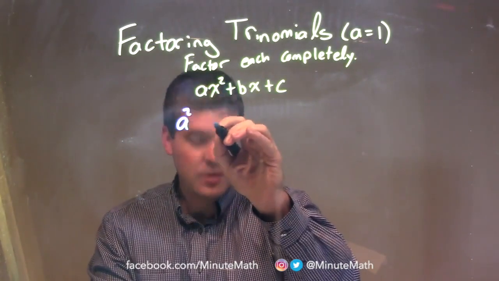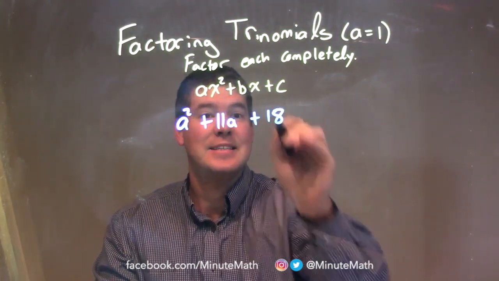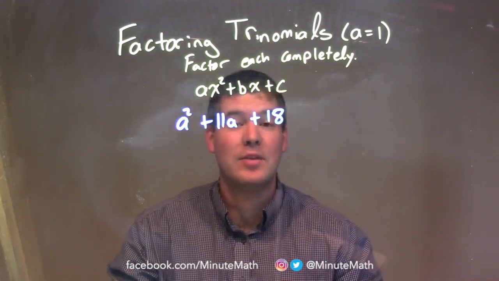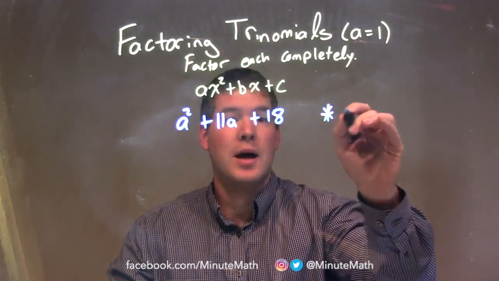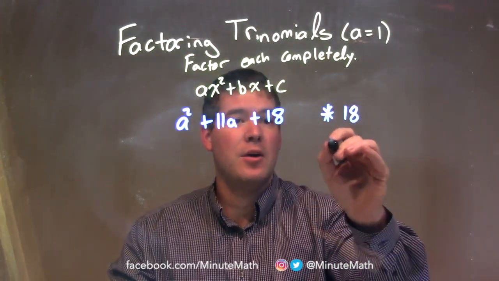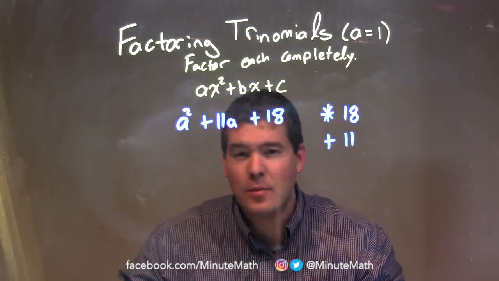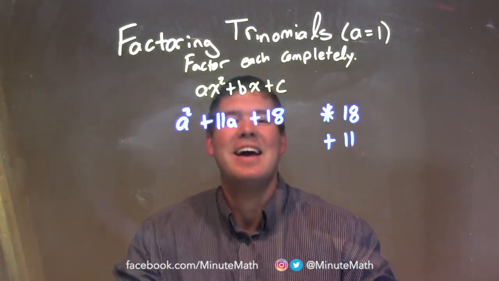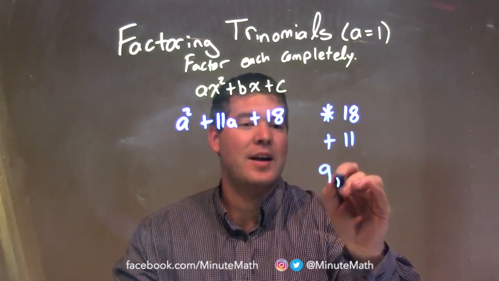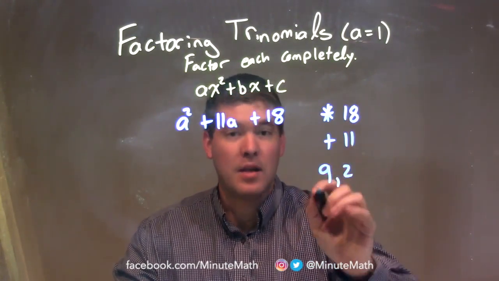a squared plus 11a plus 18. I'm going to ask myself the question, what two numbers multiply to be 18, my c value, but add to be my b value, which is 11? When I think about the two numbers that multiply to be 18 and add to be 11, I'm thinking 9 and 2. 9 times 2 is 18, and 9 plus 2 is 11.